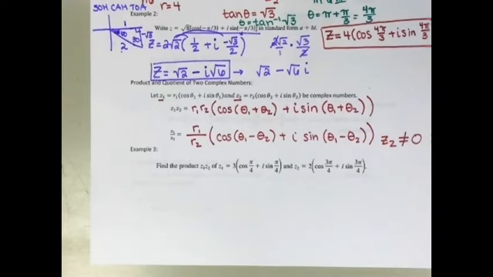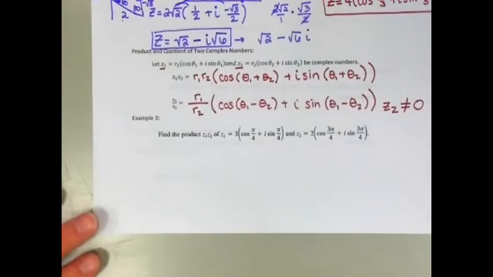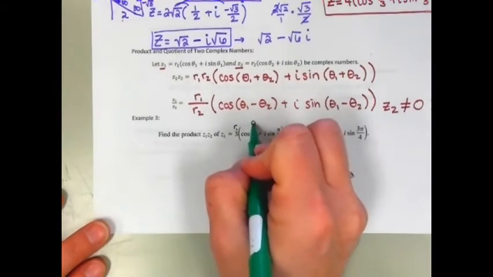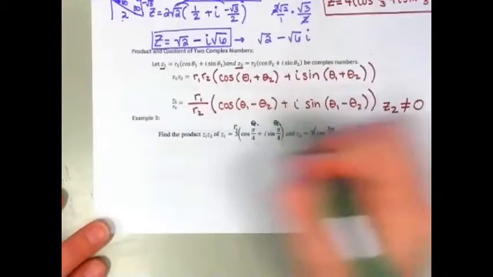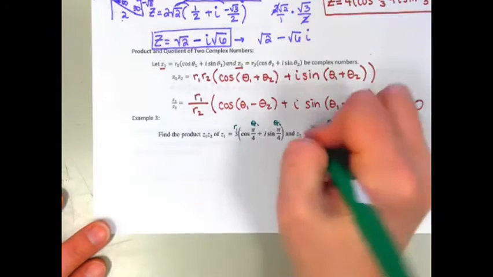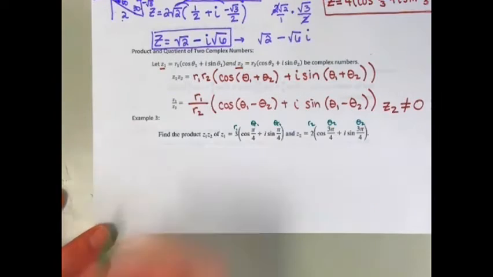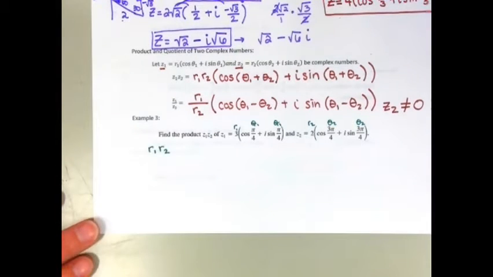So find the product of Z1 and Z2. Find the product. All right, so this is like our R1. Here's our theta 1, theta, not Q, and theta 2's. Okay, and this is R2. So if I want to find the product, I'm going to multiply R1 times R2. So what's my R1 and R2?